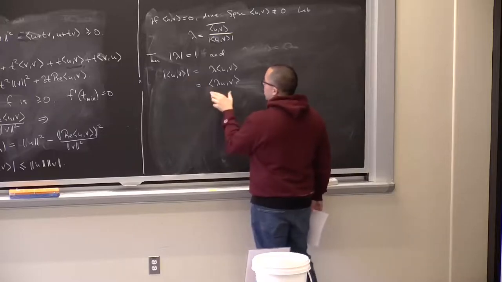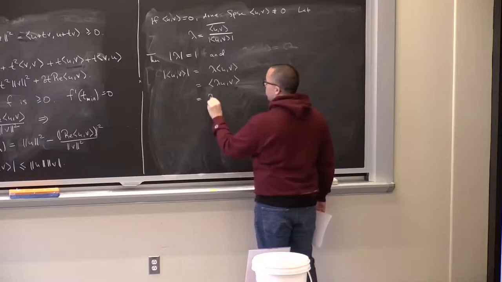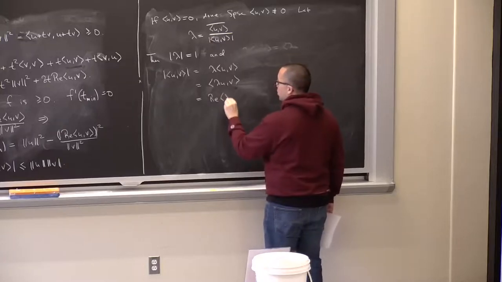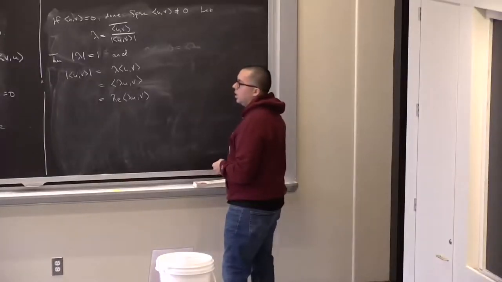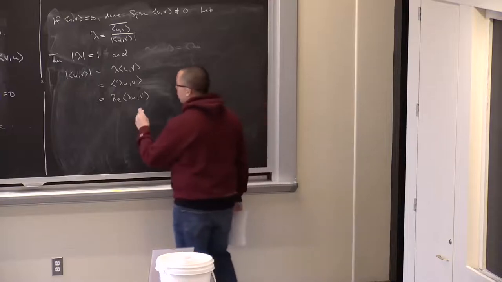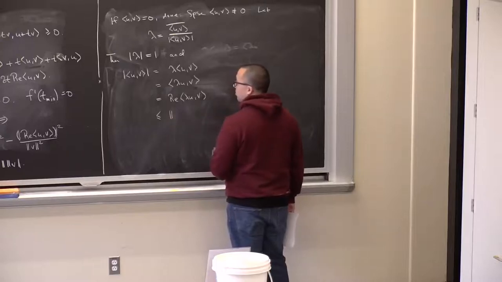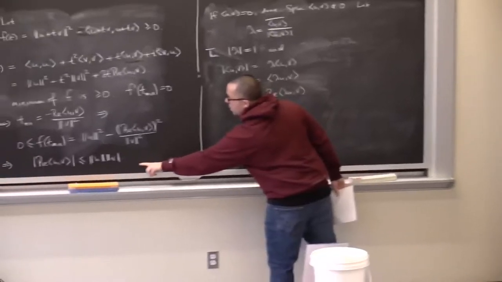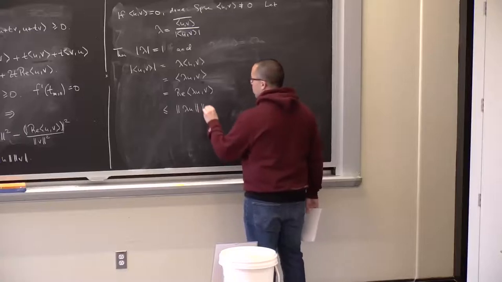Now, this is a real number, and therefore it's equal to its real part. We pulled a similar trick when we were talking about the triangle inequality for integrable functions that now take values in the complex numbers. So this is equal to the real part of this, which is less than or equal to, by what we've done here, we've already proven this inequality holds for every u and v, so it also holds for lambda times u and v.